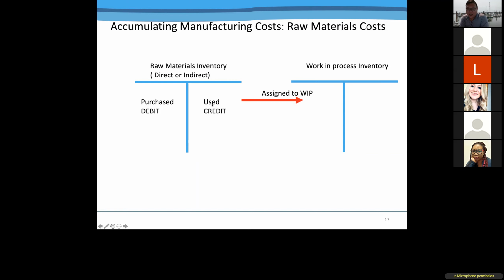So you see the cost flow, right? The direct materials cost flows from the raw materials inventory to the work in process inventory, right? And that's also a physical flow. That's where the raw materials flow from the materials warehouse to the factory.